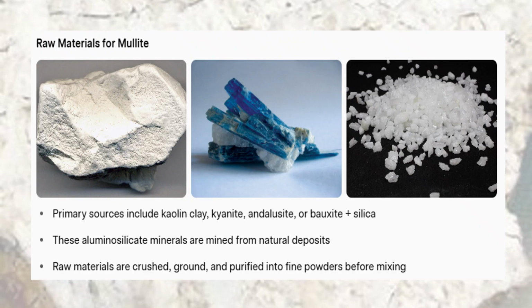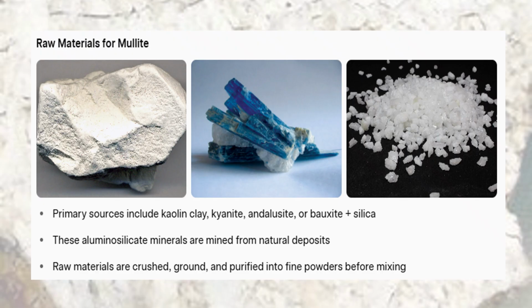Let's begin with the raw materials. Mullite is made from natural materials such as kaolin clay, kyanite, andalusite, or combinations of bauxite and silica.